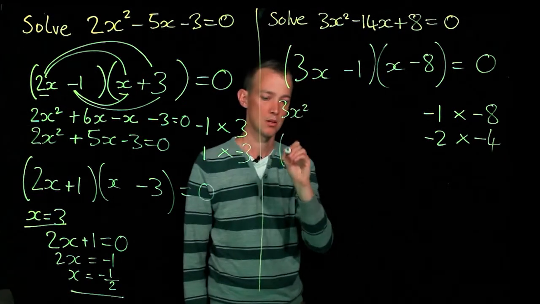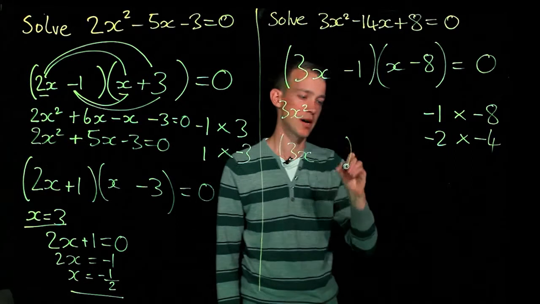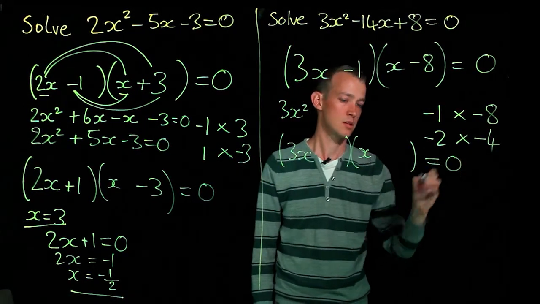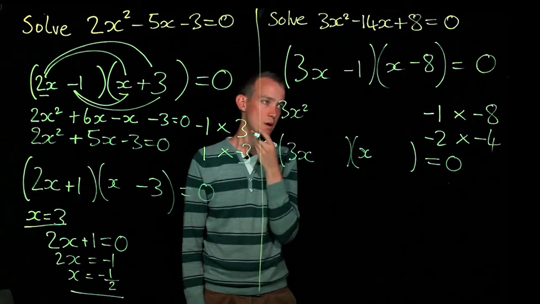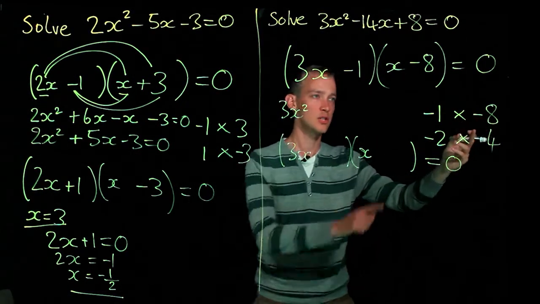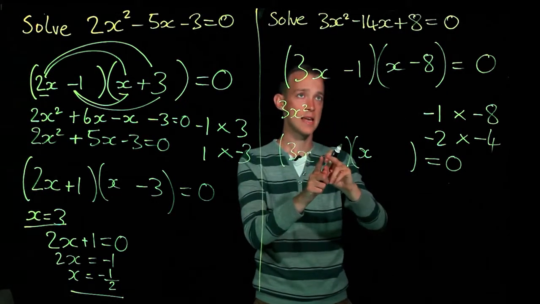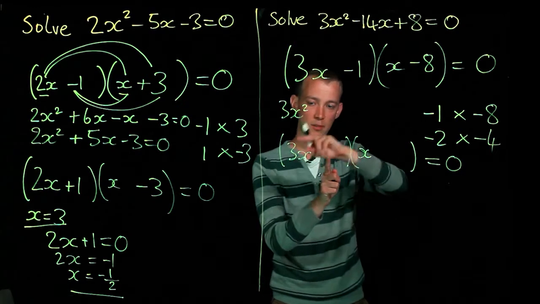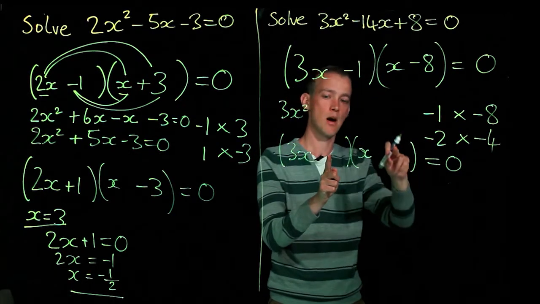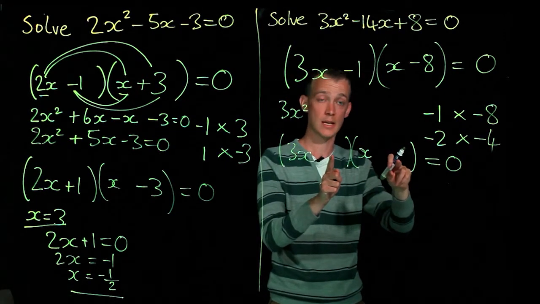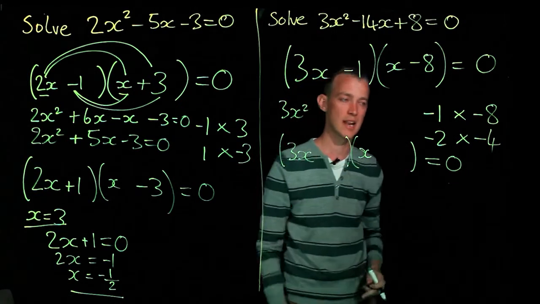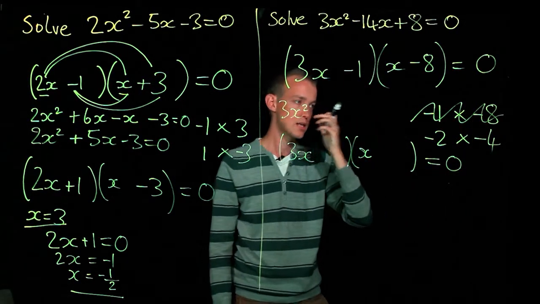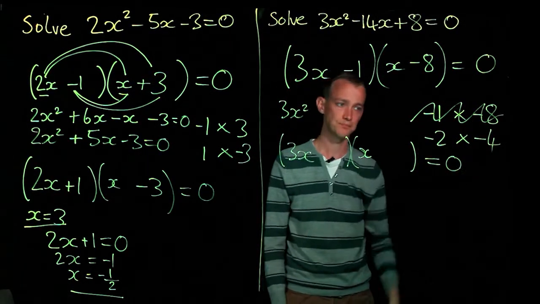Let's try again. 3x, I know this bit's correct. And I know that x here is correct as well. So I've got minus 1 and minus 8. Well, I could swap these around. I could put my minus 8 here and my minus 1 there. If I did that, I'm just thinking about it, my 3x times my minus 1 would make minus 3x, and my minus 8 there would make minus 11x. So that's not going to work, so it can't be that pair. I've tried both possibilities.